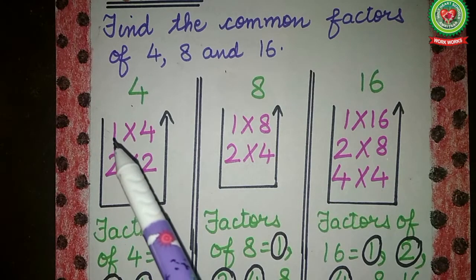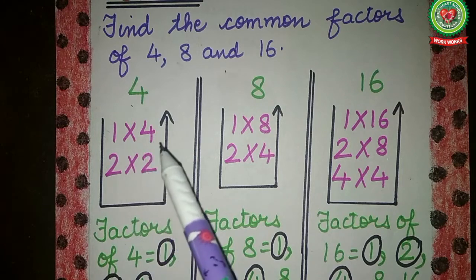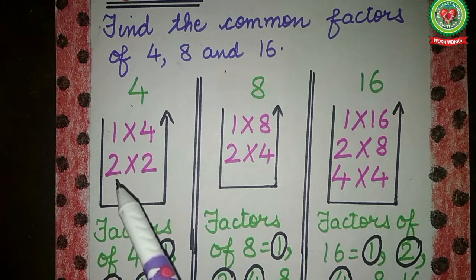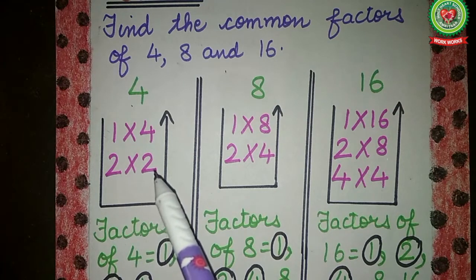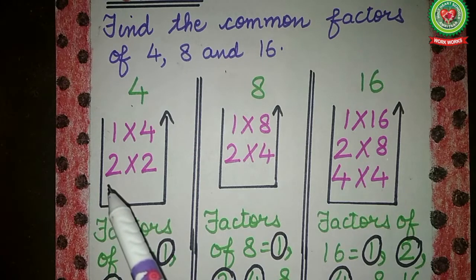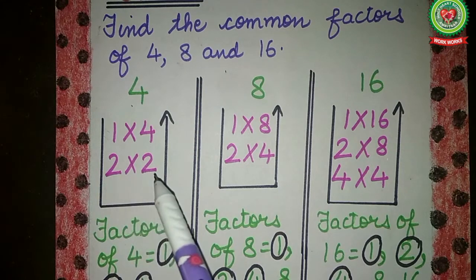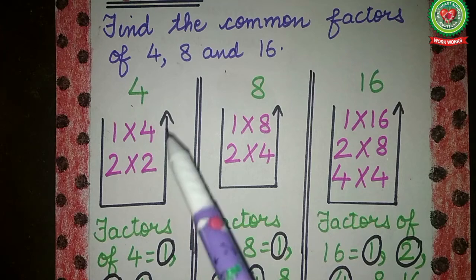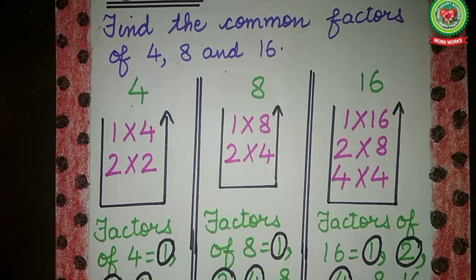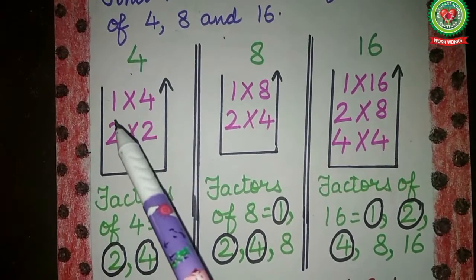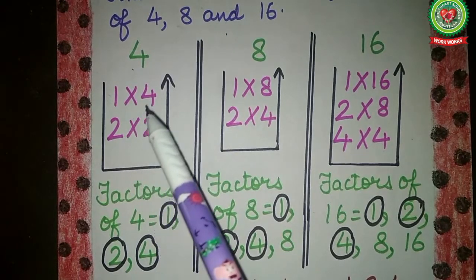Now, start with one table. On one table, 4 comes on 4. 1 four is 4. After one table, turn off two table. On two table, 4 comes on 2. 2 twos are 4. Now, students, see, repetition is there. The digit is repeating itself. So, make U sign. So, factors of 4 are 1, 2 and 4.